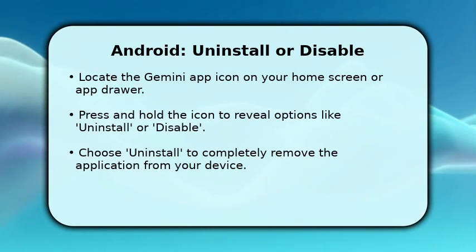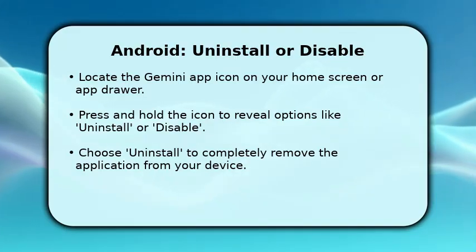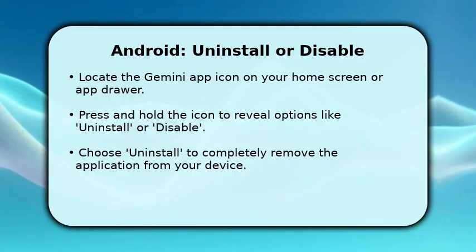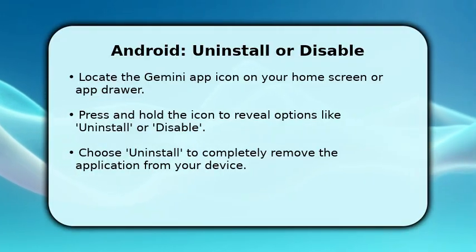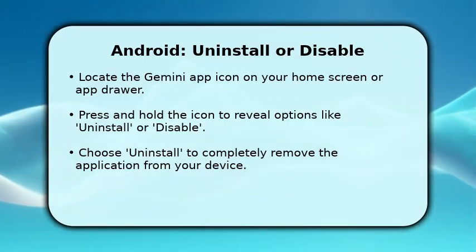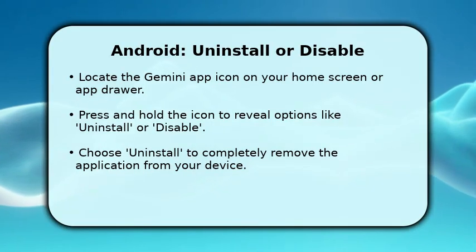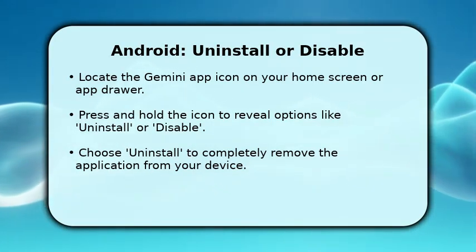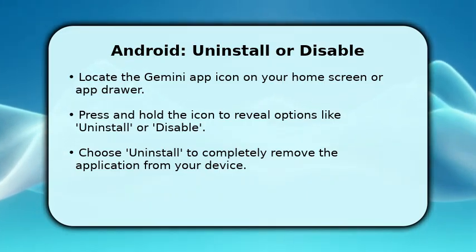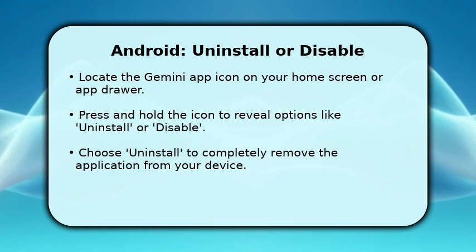For Android users, begin by finding the Gemini app icon. Press and hold it until a menu appears, offering options such as uninstall or disable. If you choose to uninstall, the app and its data will be removed from your device. If uninstall is not available, disabling the app will prevent it from running, though it will remain on your phone. Remember, disabling can be a good option for pre-installed apps that cannot be fully uninstalled.